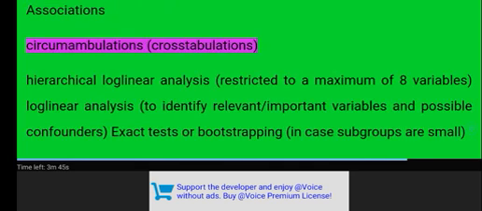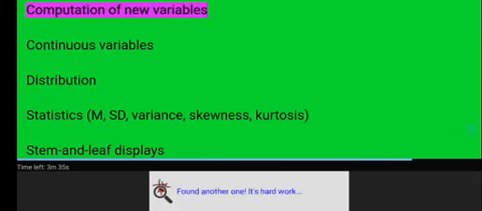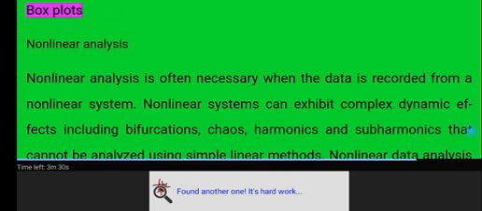Associations. Cross-tabulations. Hierarchical log linear analysis restricted to a maximum of 8 variables. Log linear analysis to identify relevant, important variables and possible confounders. Exact tests or bootstrapping in case subgroups are small. Computation of new variables. Continuous variables. Distribution. Statistics: mean, standard deviation, variance, skewness, kurtosis. Stem and leaf displays. Box plots.